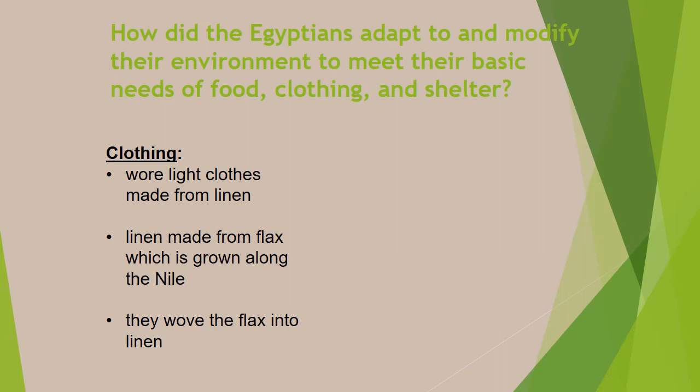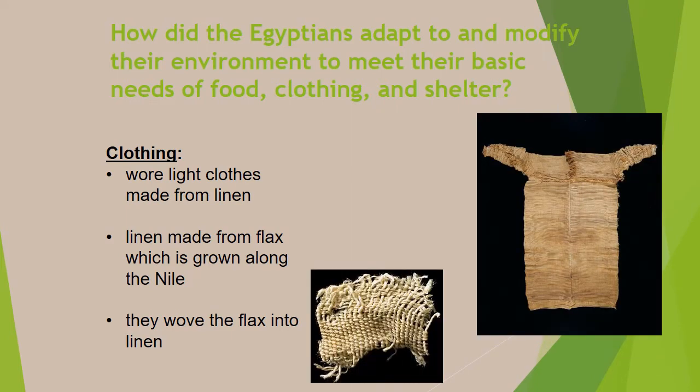Clothing. They wore light clothes made from linen. You can see a picture of a cloth from ancient Egypt probably, and a picture of linen too. Linen is made from the flax plant, which is grown along the river Nile in the delta section. They wove flax into linen, so they're kind of like weavers.